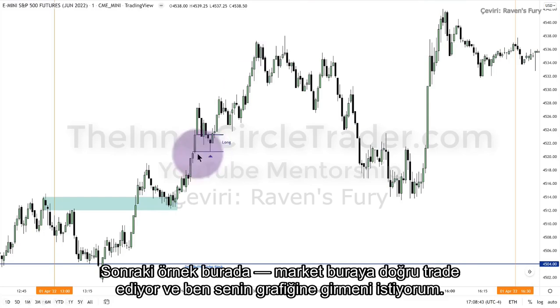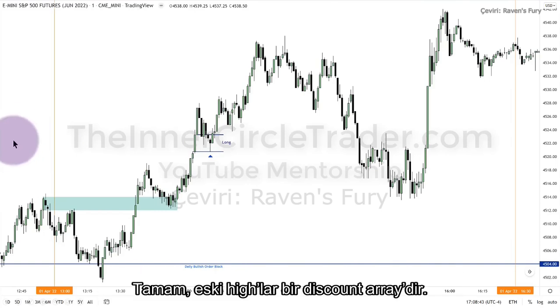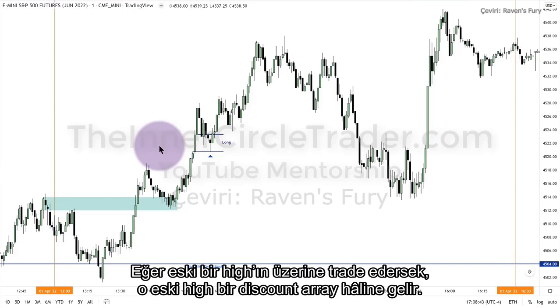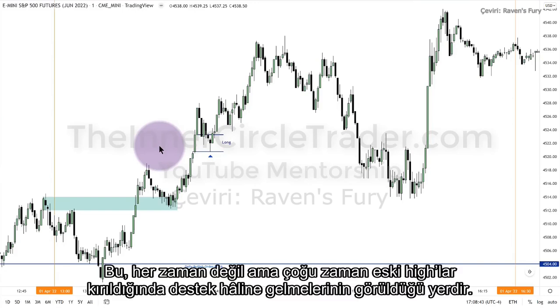The next one is here. The market trades down in, and I counsel you to go into your chart. I left this out for your own personal study. But if you look to the left, go over here, you'll see an old high. Okay, old highs are a discount array. If we trade above an old high, that old high becomes a discount array. This is where, not all the time, but this is where old highs being broken become support.